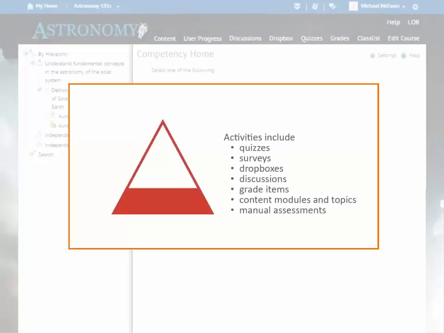Activities occupy the lowest level of competency structures. These include quizzes, surveys, drop boxes, discussions, and more. Activities are the only elements that can be assessed in a competency structure, and they provide a basis for determining when a learner has achieved parent learning outcomes.